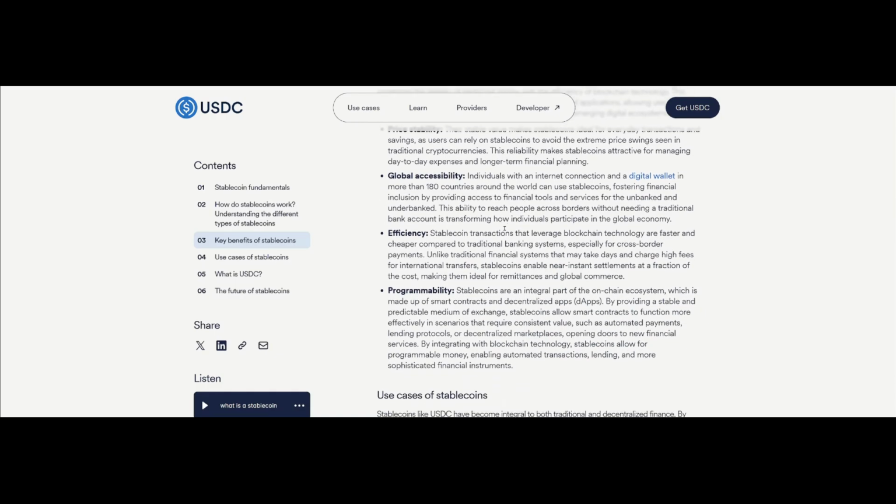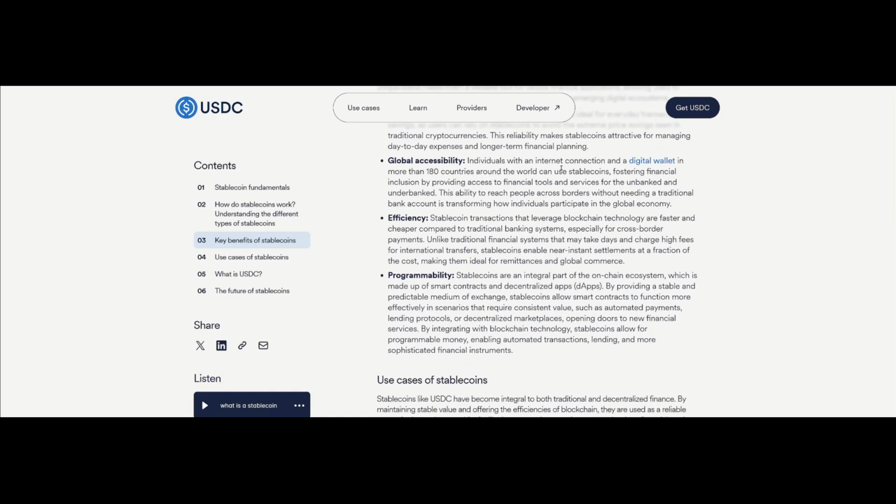Businesses want this, okay? Individuals with an internet connection and a digital wallet in more than 180 countries around the world can use stablecoins, fostering financial inclusion by providing access to financial tools and services for the unbanked and underbanked. This ability to reach people across borders without needing a traditional bank account is transforming how individuals participate in the global economy.